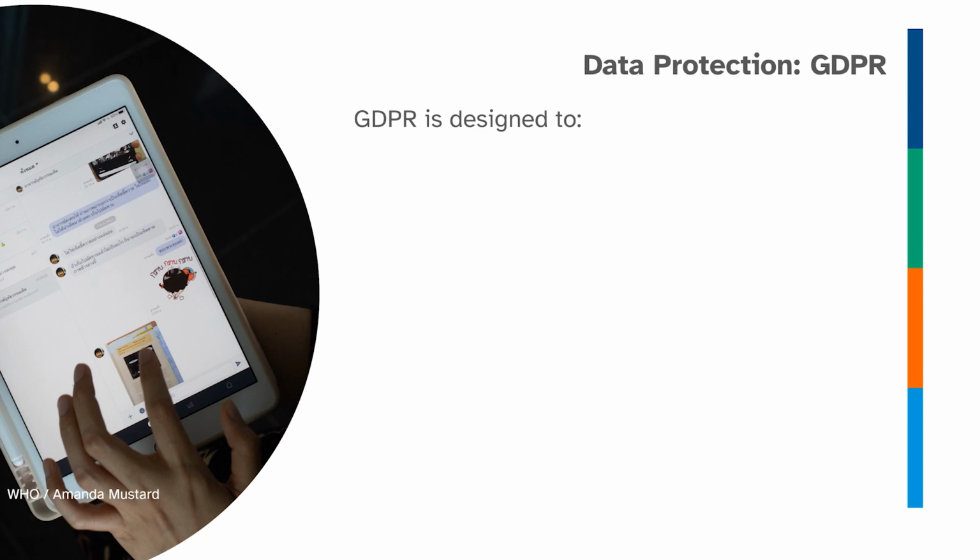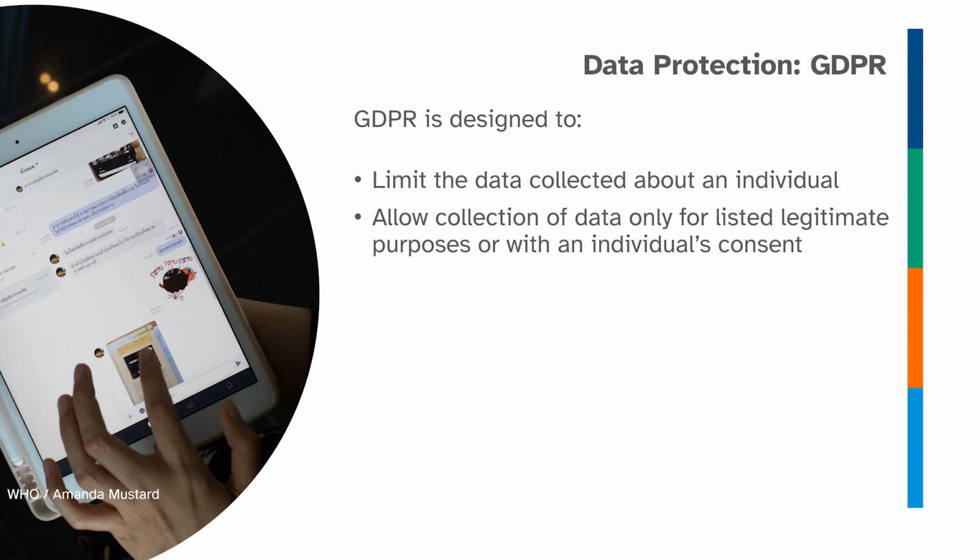GDPR is designed to limit the data collected about an individual to what is necessary, allow collection of data only for listed legitimate purposes or with an individual's consent, and notify individuals of data processing activities. It is intended to protect the data subject's right not to be subject to a decision based solely on automated processing, including profiling, which produces legal effects concerning him or her or similarly significantly affects him or her. Article 22, GDPR.